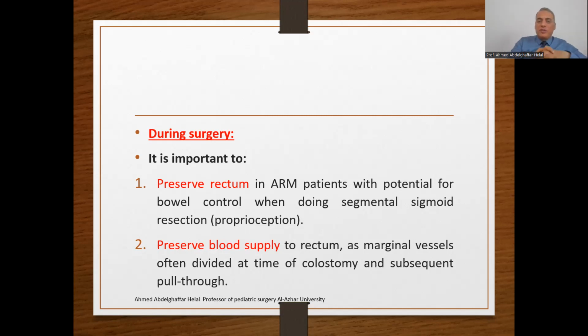So please preserve part of the rectum in the anorectal malformation patient, as this rectum will distend and give these children a chance for bowel control if they have solid stool, with the distension of the rectum giving proprioception. Also preserve the blood supply of the rectum, as the marginal vessels are often divided at the time of the colostomy for anorectal malformation.